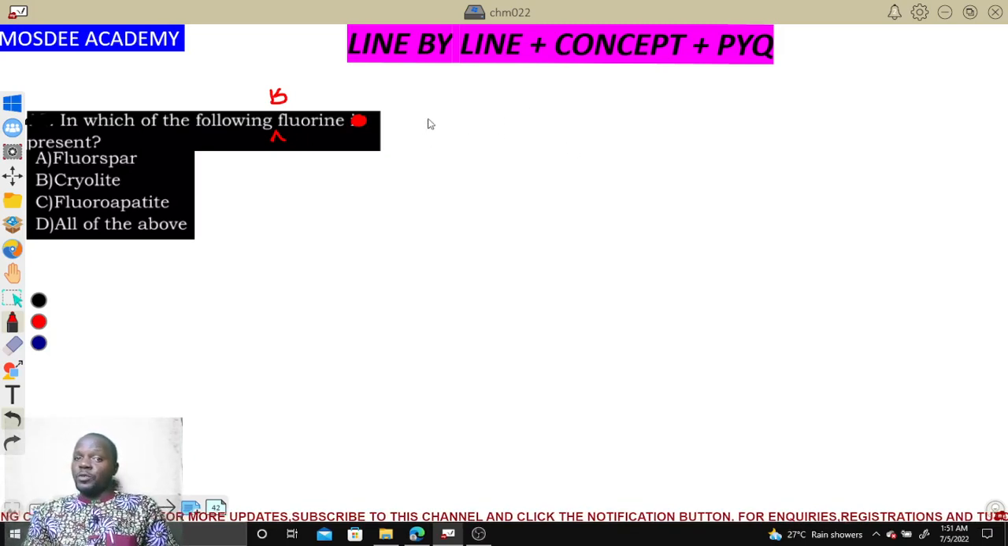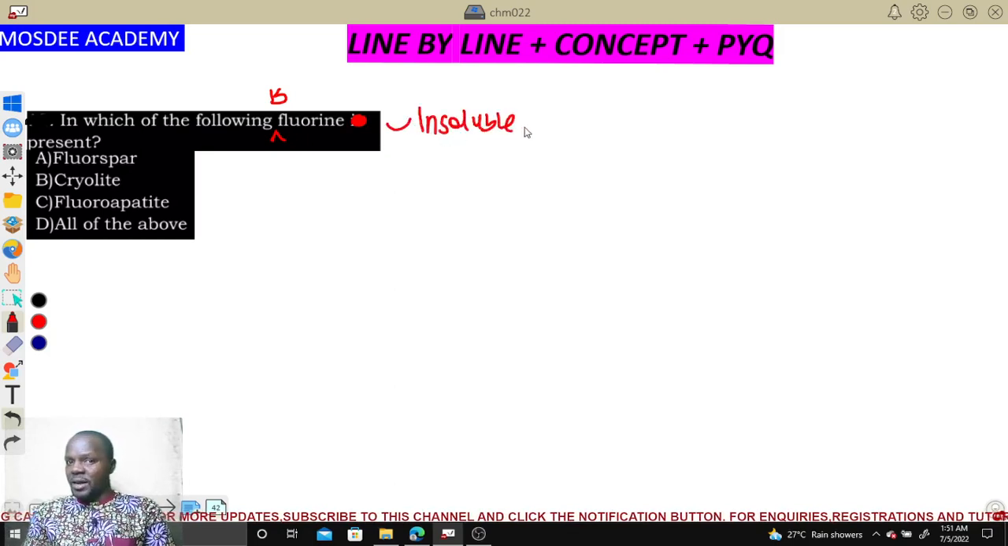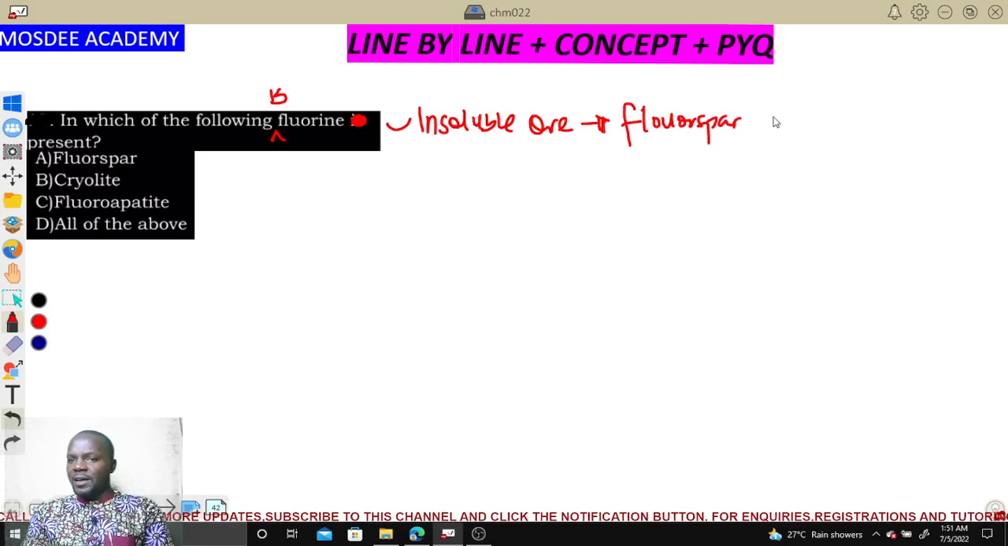Most of the fluorine is said to be in insoluble ore. Please write down, it's important, insoluble ore, and they are mostly seen as number one, what we call fluorspar. Fluorspar is calcium combined with fluorine. It is written as CaF2.